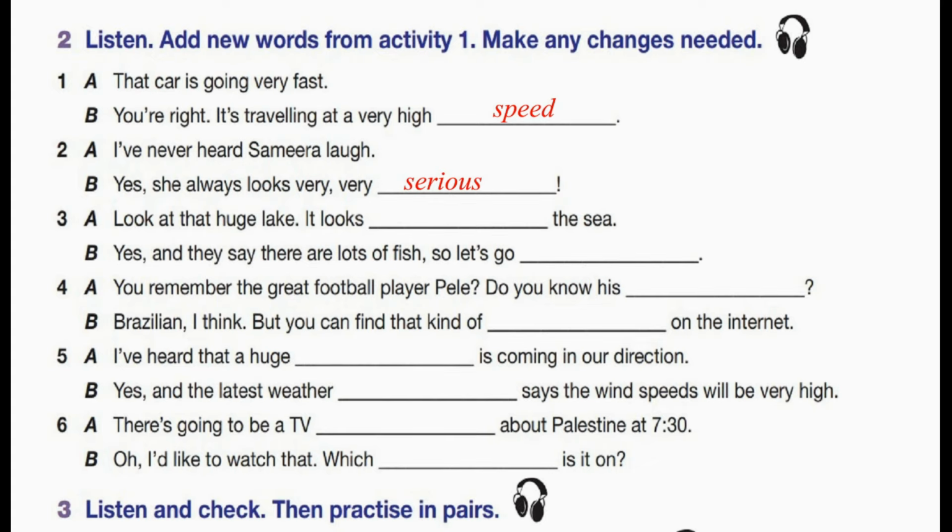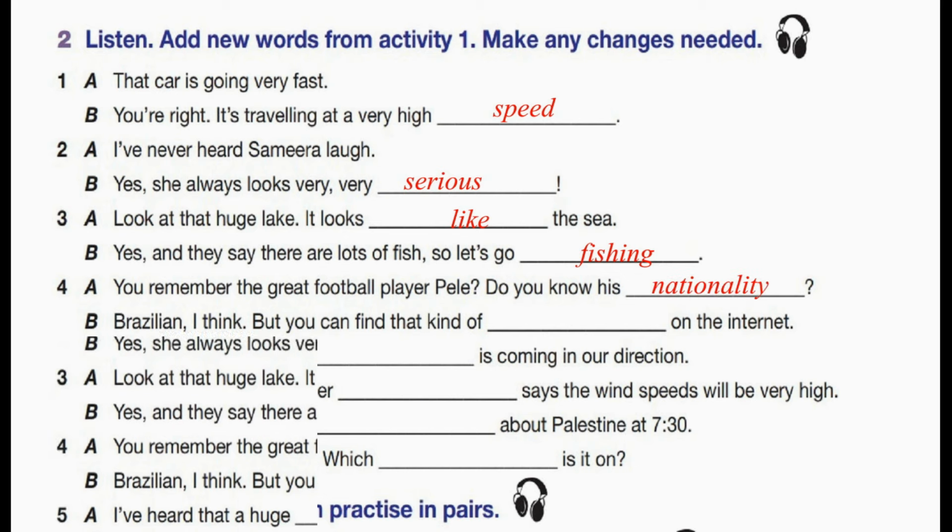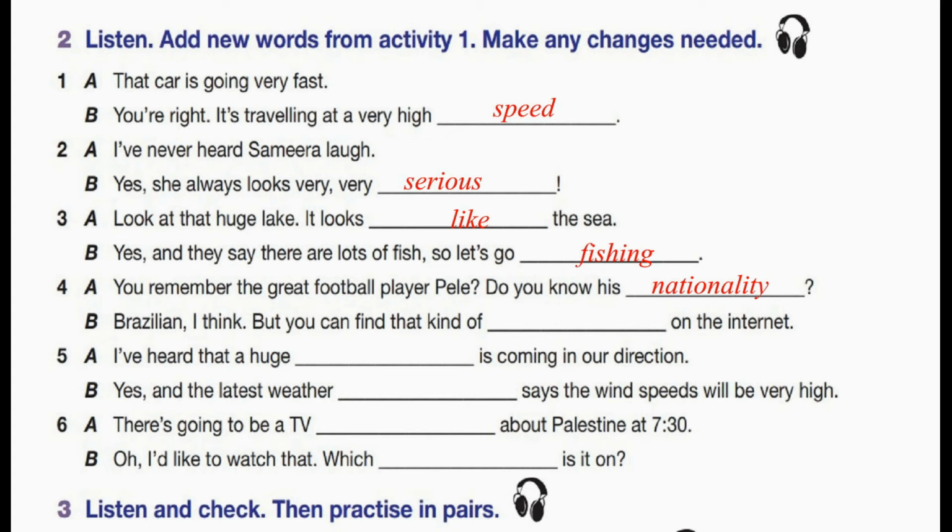Three. Look at that huge lake. It looks like the sea. Yes, and they say there are lots of fish, so let's go fishing. Four. You remember the great football player, Pelé? Do you know his nationality? Brazilian, I think, but you can find that kind of information on the internet.